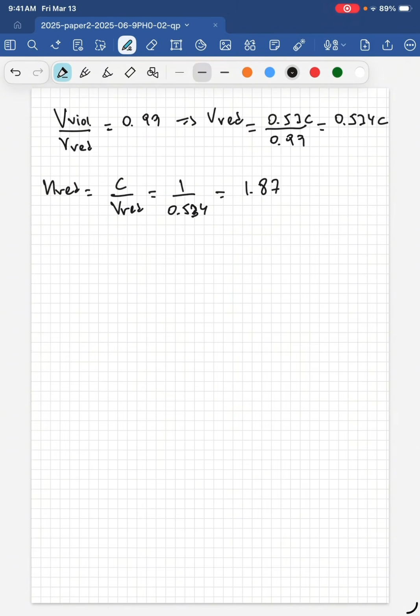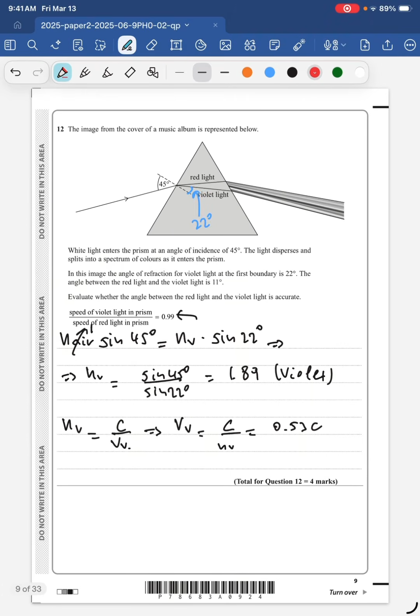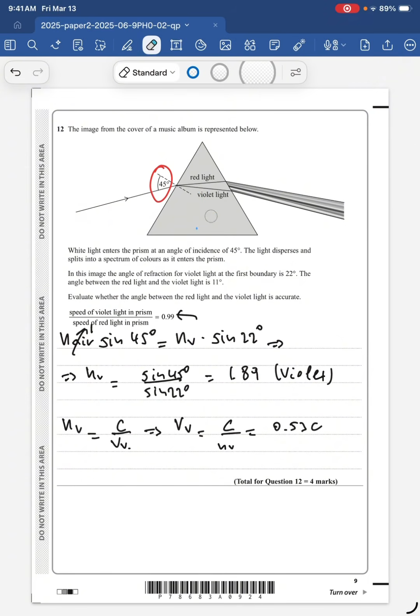Now let's use the n red and use Snell's law again. Now with this angle 45, we want to calculate this angle for the red light. It is stated that it's actually 33 degrees. If we add this and that, we find 33 degrees.